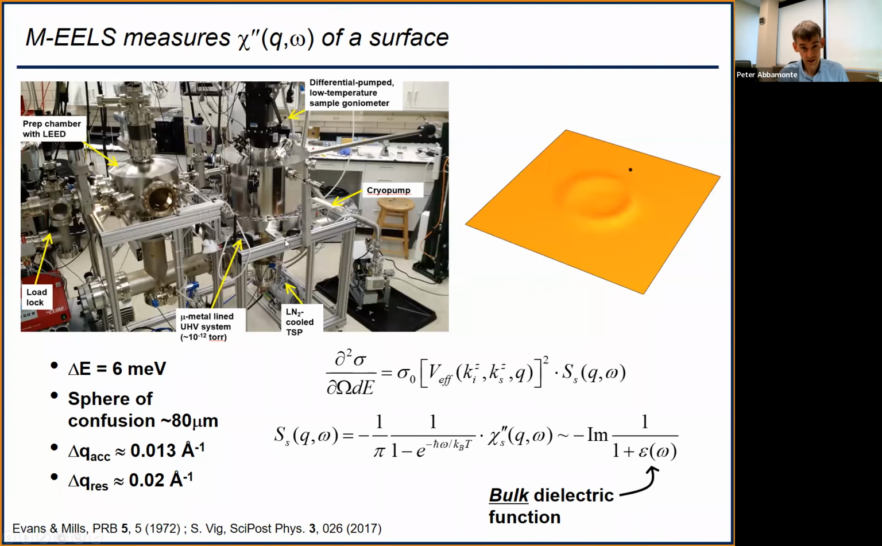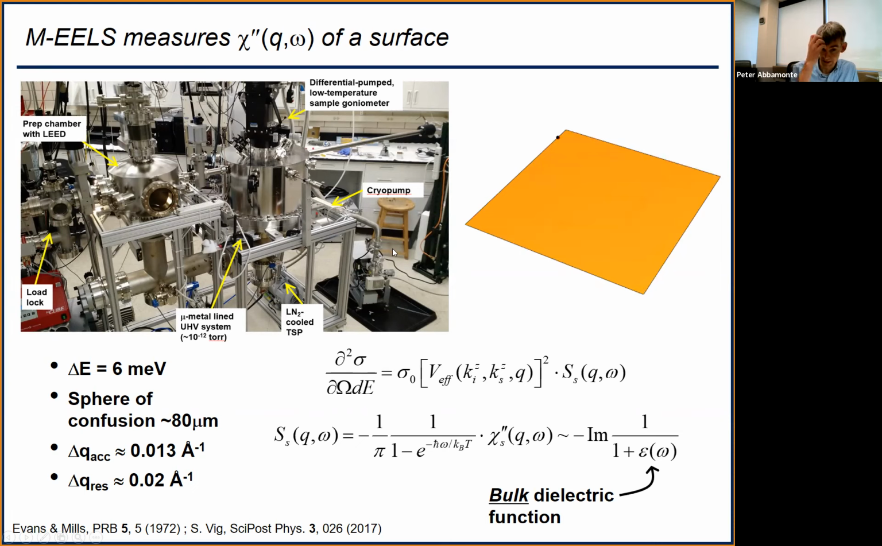So the experiment is EELS, electron energy loss spectroscopy. It's inelastic electron scattering. It's very much like the experiments Peng Cheng does with neutrons, but we use electrons instead. The M in front is a thing we add to emphasize the fact that we did a lot of work to make this technique momentum resolved. So the instrument, this is what it looks like.